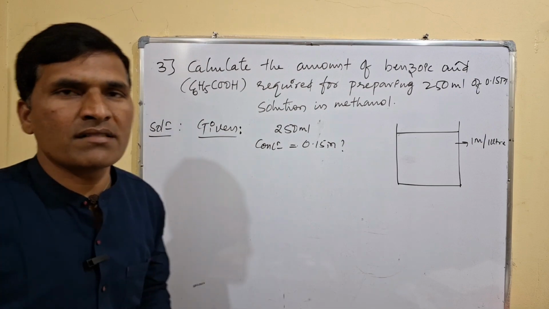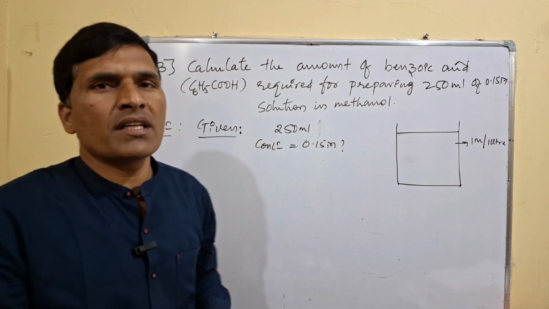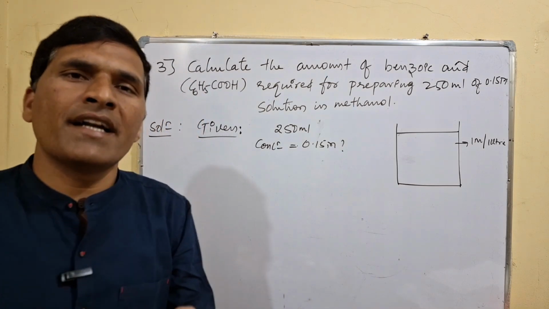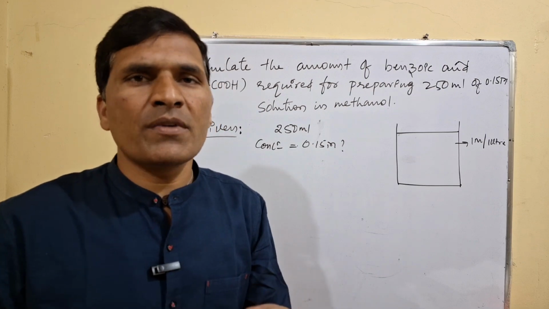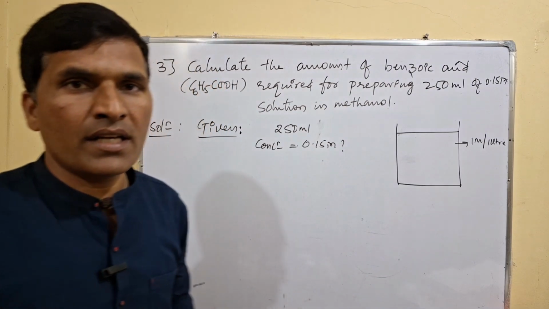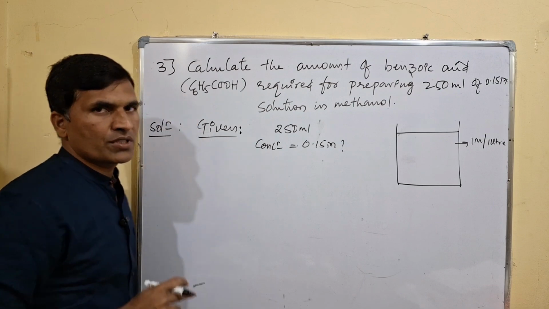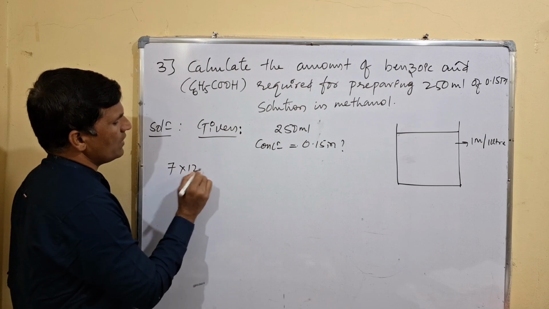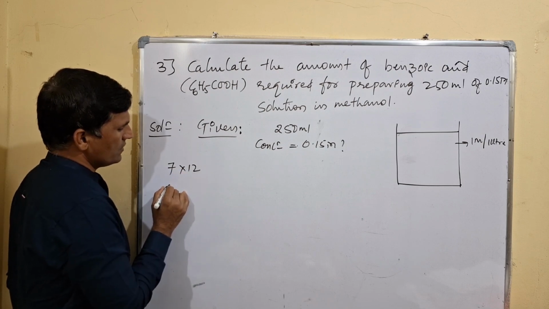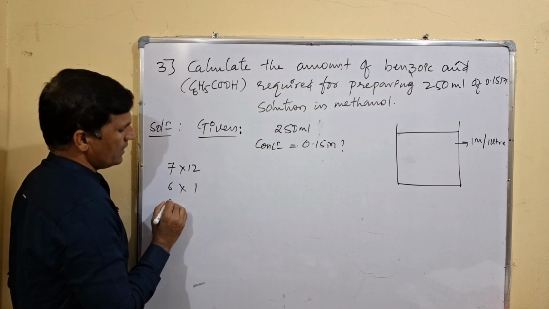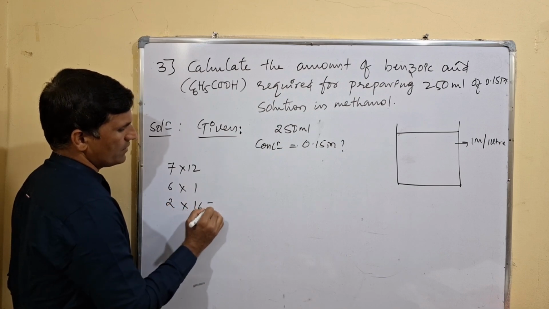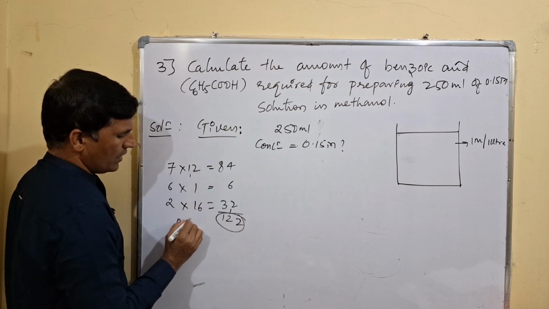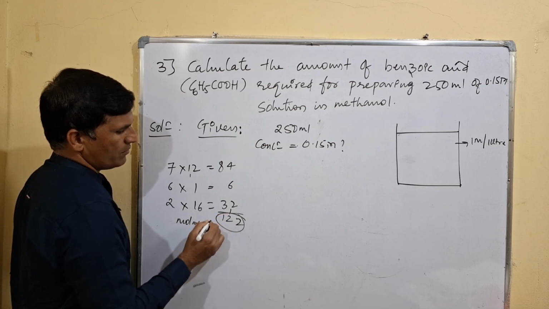Sometimes they may give the molar mass in the examination. If it is not given, it is simple, because if it is an organic molecule, you will have carbon, hydrogen, oxygen and nitrogen, and you should be aware of all these atomic weights. Sometimes if they don't give it, you should be in a position to calculate it. So there are 7 carbon atoms, 7 into 12, then 6 hydrogen atoms, 6 into 1, and then 2 oxygen atoms, 2 into 16. You calculate this, it will be 122, the molar mass of benzoic acid.